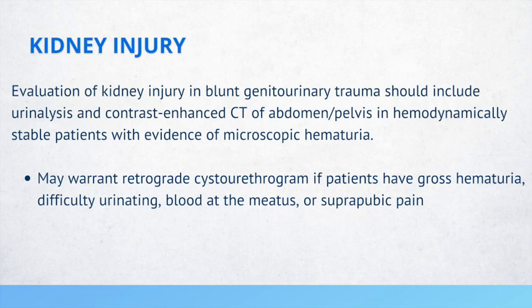Kidney injury. Evaluation of kidney injury in blunt genitourinary trauma should include urinalysis and contrast-enhanced CT of the abdomen or pelvis in hemodynamically stable patients with evidence of macroscopic hematuria. A retrograde cystourethrogram may be warranted if patients have gross hematuria, difficulty urinating, blood at the meatus, or suprapubic pain.